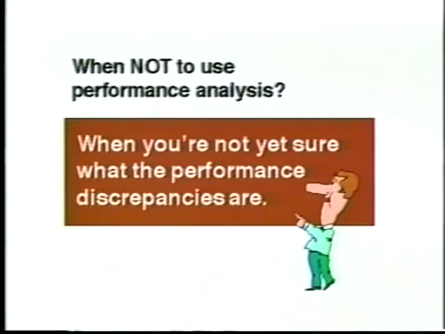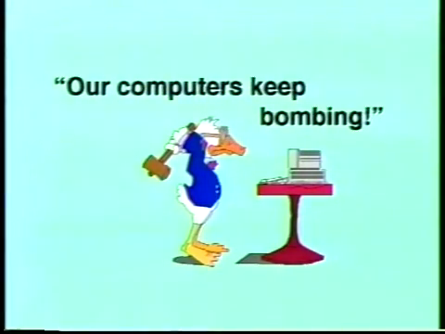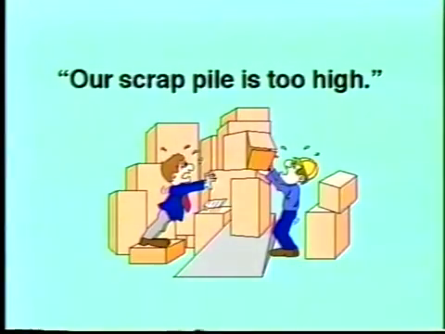In each of these instances, we're concerned with what people are doing or not doing. So now, when would you not use a performance analysis? You would not use an analysis of this nature when you're not yet sure that people performance is involved, when you don't yet know whether people performance needs to be modified or improved. For example, production is down 15%. You don't know whether that's because the machinery is falling apart or because of some other reason. Our computers keep bombing. Maybe the software is getting frazzled around the edges, but you don't yet know whether it's an operator problem. Our scrap pile is too high. Again, the problem is posed in such a way that you don't yet know whether people performance needs to be modified. So that's when you would not yet use a performance analysis.